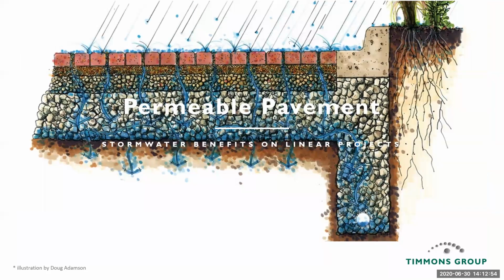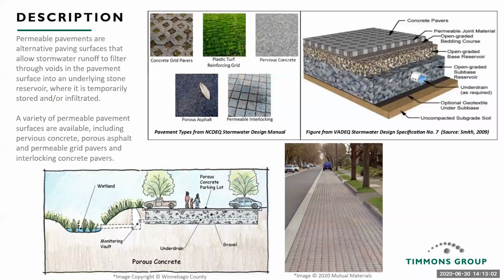The next practice we'd like to look at is permeable pavement. So permeable pavement provides a function for both water quality and quantity. So you do get the runoff reduction benefit. They are alternative paving surfaces to traditional asphalt. These surfaces will allow the stormwater runoff to filter through the voids within the pavement and into the underlying stone reservoirs. That can be stored there temporarily, or you can do areas where you can actually have the water be stored, and if you have infiltrating soils, it can be infiltrated into the area below that.